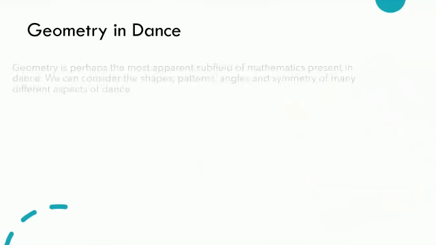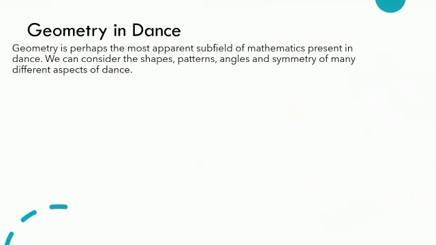Geometry in dance. Geometry is perhaps the most apparent subfield of mathematics present in dance. So we can consider the different shapes, patterns, angles and symmetry of many different aspects of dance. So let us consider some dance forms of Uttarakhand.